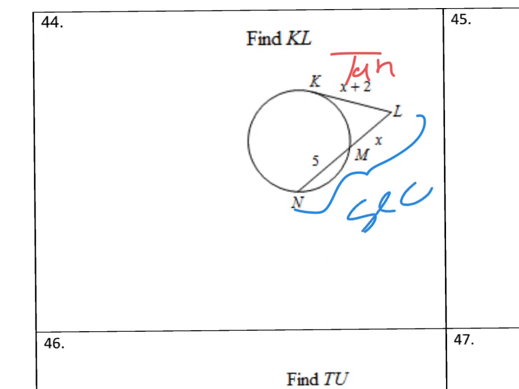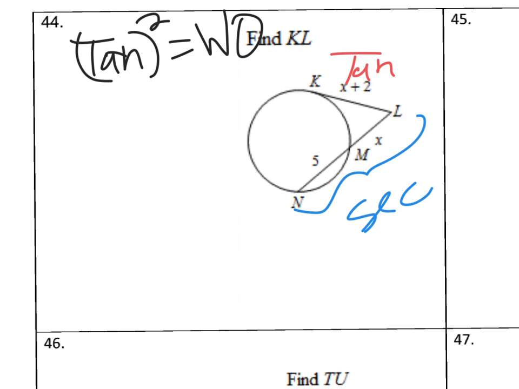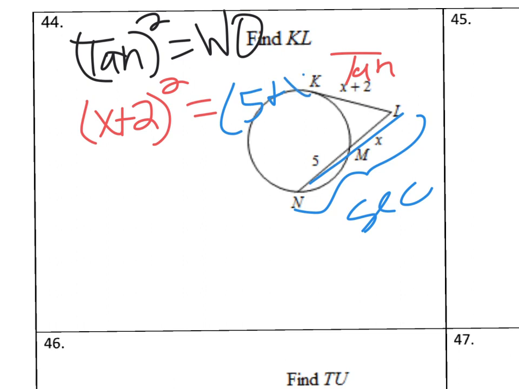Whenever you have a tangent and secant, the rule is you take your tangent, you square it, and it's equal to the whole secant times the outside part of the secant. So my tangent in this problem, and the reason why I want to talk about this is because again you have another binomial that you're squaring. And your whole secant, don't forget to add up your parts. So that's where you get the 5 plus the x times just the outside, which is x.